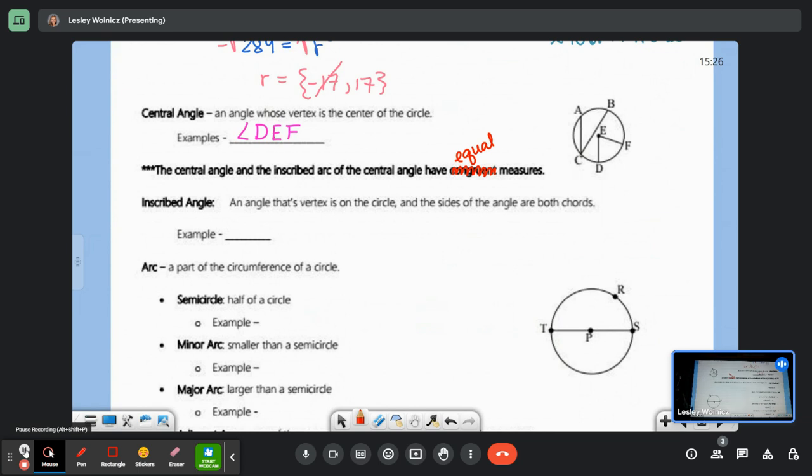The central angle and the inscribed arc are different figures. How can they be congruent? Like, that doesn't even make sense. So you better not ever put that. I have yet to fix this, but I'm telling you now, you better not ever put this because we've talked about how figures are congruent, measures are equal. So what we know is that the measure of angle DEF is equal to the measure of the arc DF.